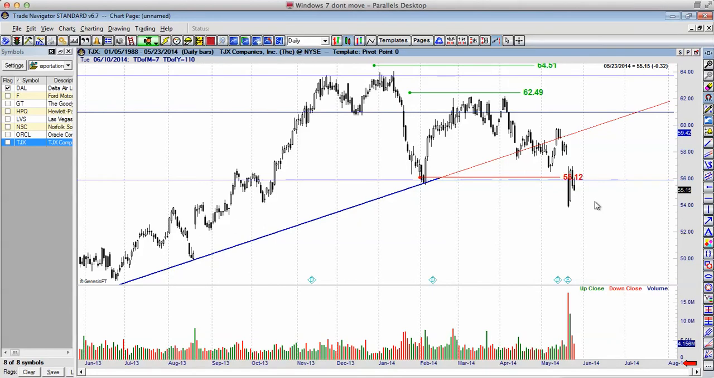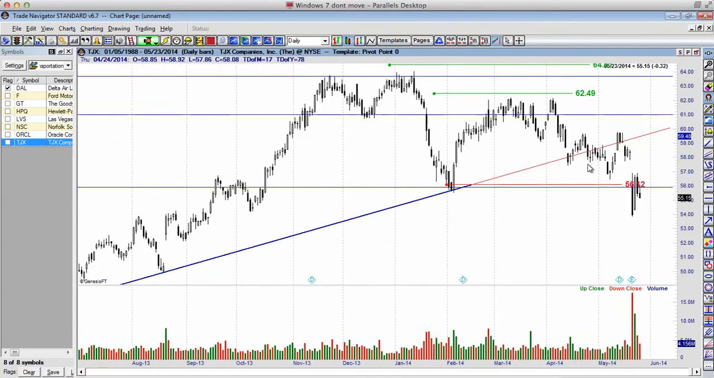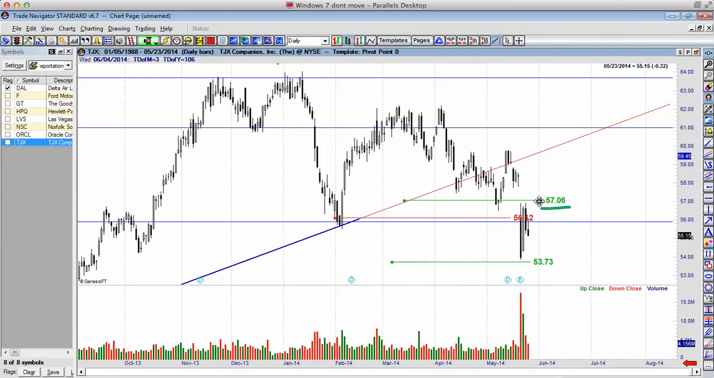Here we have TJX. TJX came out with earnings. Let me just put this into perspective for you. Right there, you can see the beginning gap down. Now this is a very neutral trade because we have gapped over this macro support. If we close below right here, about $54, $53, let me just get that exact trigger for you. If we move below $53.73, and again I can do this on the bullish side, about 57.06, then we've got some very nice trades on TJX.